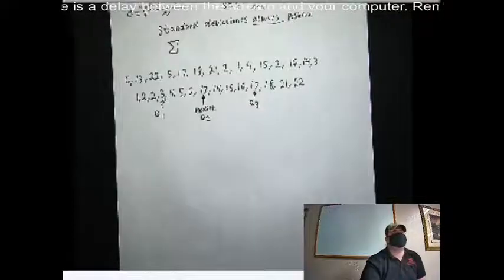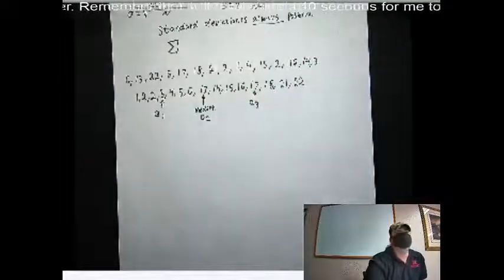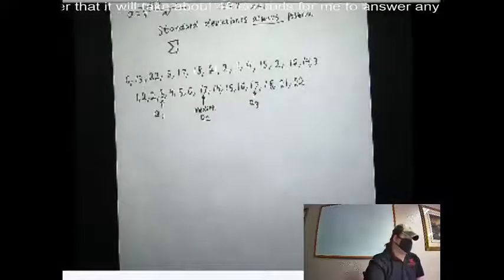So again, this data is now split up into 4 parts. 1, 2, 3, 4. 4 equal parts. Okay?